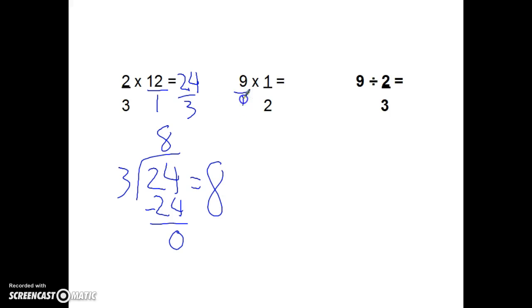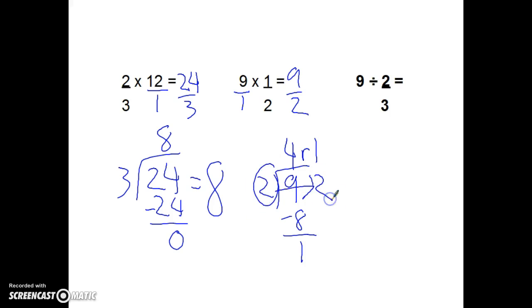9 times 1, 1 times 2. 9 divided by 2, it goes 4 times, is 8. Remainder 1, remember I'm sliding my denominator over there, so this equals 4 and 1/2.